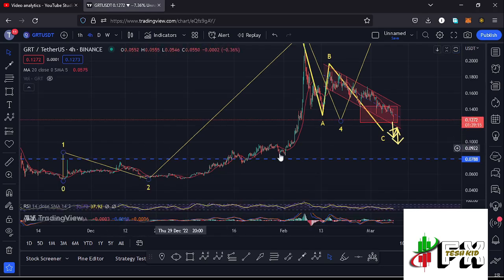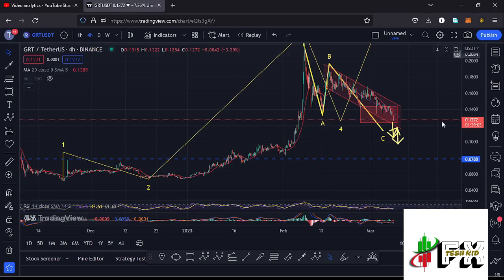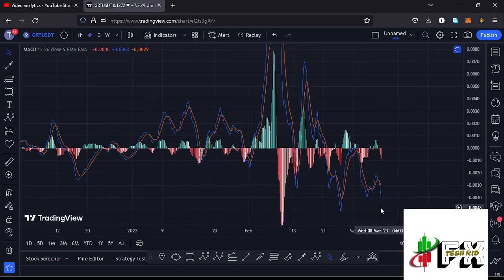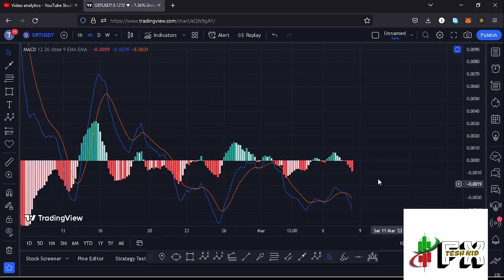And that is what I'm expecting on the short-term scenarios, and also taking a look at the indicators before I can give you the long-term scenarios that I'm expecting to play out. On the RSI, we are trading at around the 25 mark, meaning we have managed to get into the oversold region. Also taking a look at the MACD, we have been able to print a bearish cross, fully supporting the breakdown to the lower side.